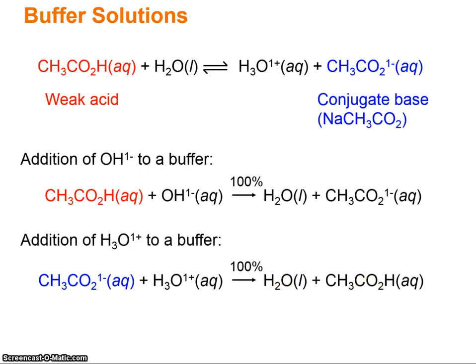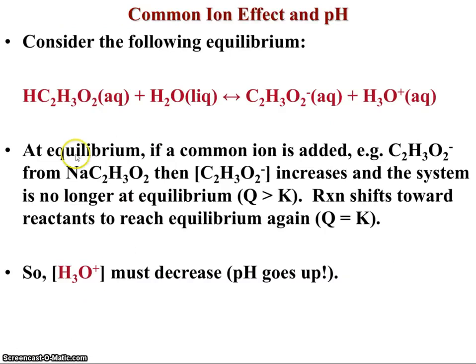So let's look at the following equilibrium, where we've got our acetic acid forming the acetate and H3O plus. If our common ion is added, so our acetate, a conjugate weak base, say from adding sodium acetate, then the concentration of the acetate increases, and the system is not at equilibrium anymore. Q is greater than K, and it's going to shift back towards the reactants again. So the H3O plus concentration is going to have to decrease. My pH goes up.